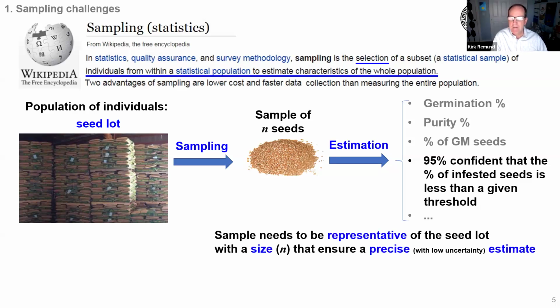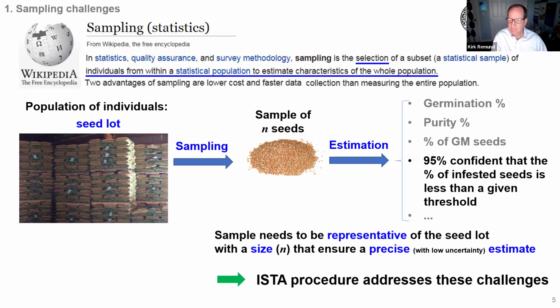Again, it's key that the sample needs to be representative of the lot. This is called out in the ISTA rules, and various other bodies also have this requirement for a representative sample from that seed lot. It needs to be selected such that we have a precise estimate with low uncertainty. As we show here, ISTA does have some procedures to address the challenges of getting a sample from a seed lot.